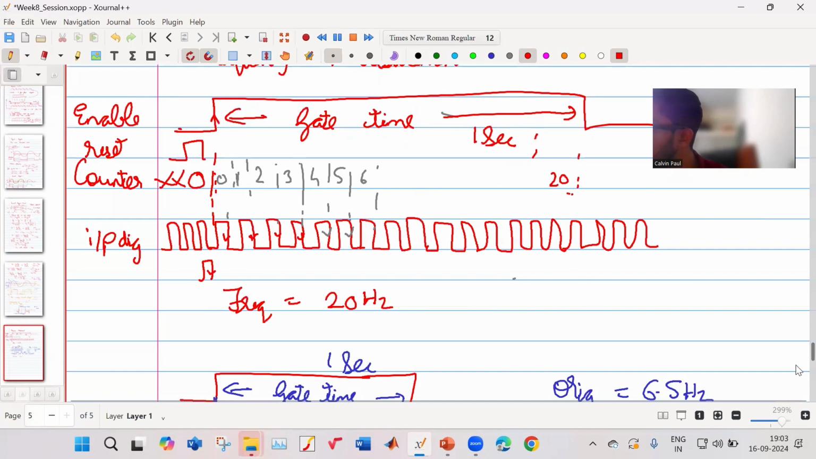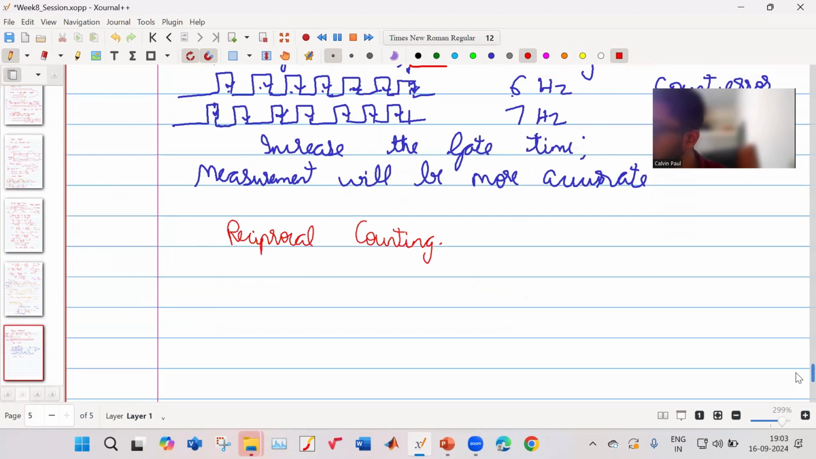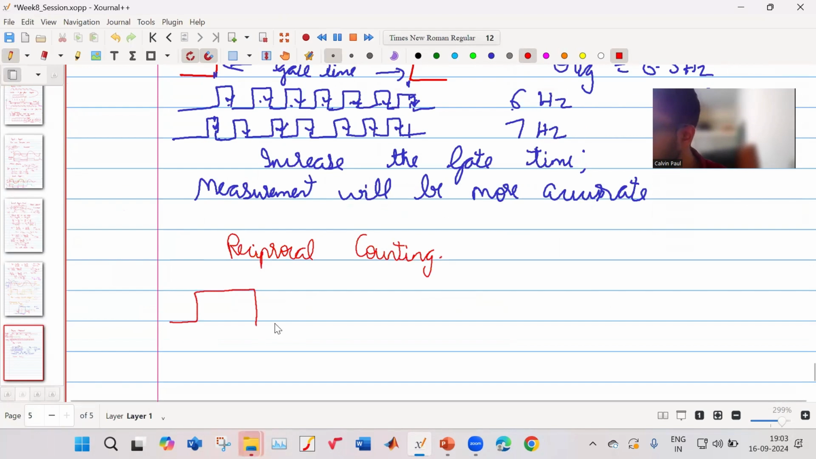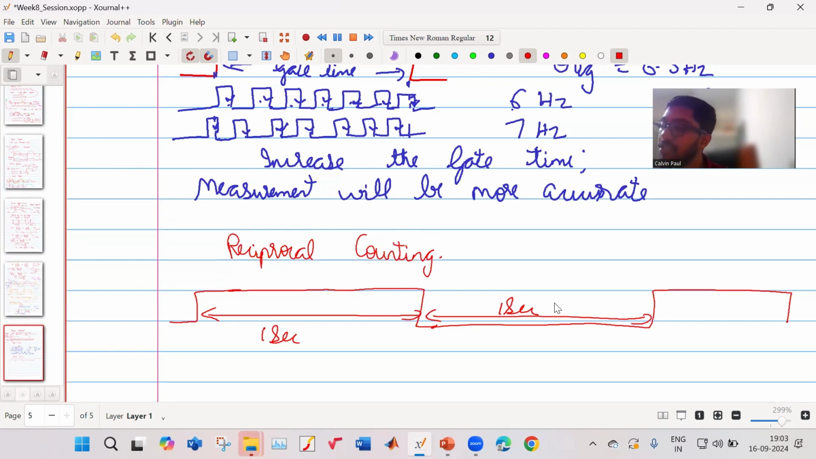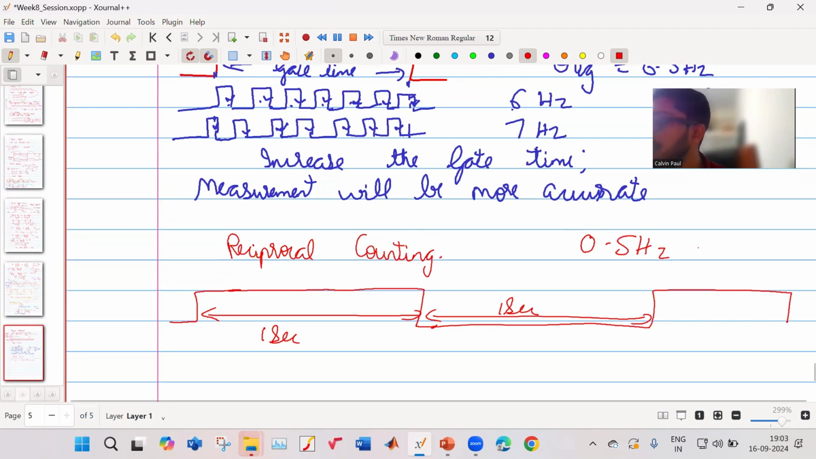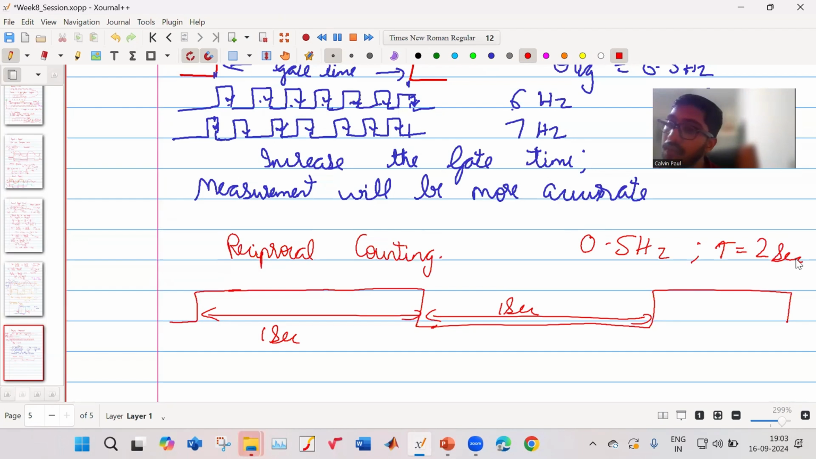What I can do is, if this is my signal, okay, let us, this is too small. If this is my signal, okay, this time itself is 1 second. This time is another 1 second. Assume something like this. Okay, so the time is very large. That means the frequency of my signal is 0.5 hertz because the time period is 2 seconds. Okay. So this time is very large and I cannot afford to spend so much of time.